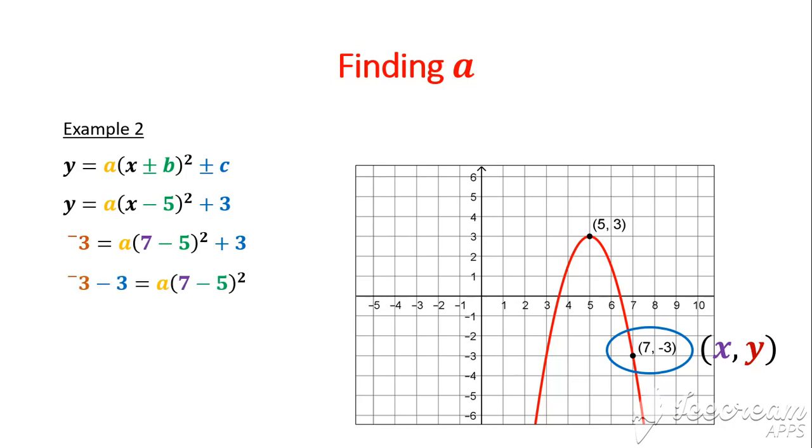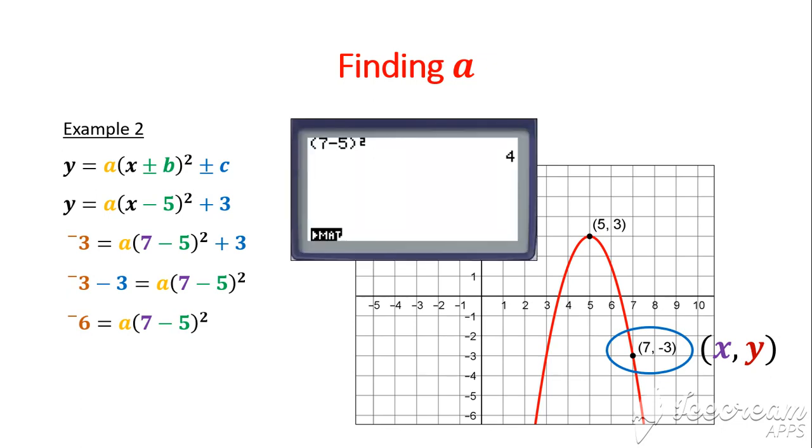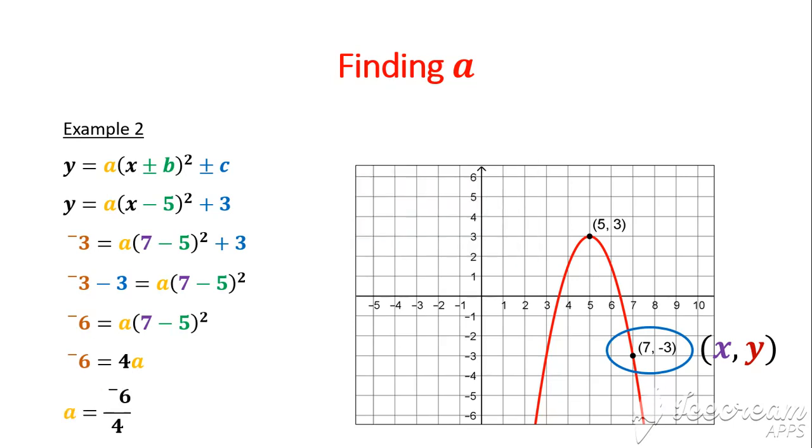Now, what I'm going to do first is take that plus 3 and put it on the other side and make it a -3. So I have -3 take away 3, which makes -6. That's equal to a times bracket 7 minus 5 all squared. Now I'm going to work out the bracket. 7 minus 5 all squared is 4, because 7 minus 5 is 2, and 2 times 2 is 4. So I have -6 is equal to 4 times a, and then I'm going to divide both sides by 4. So I'm going to get -6 over 4.